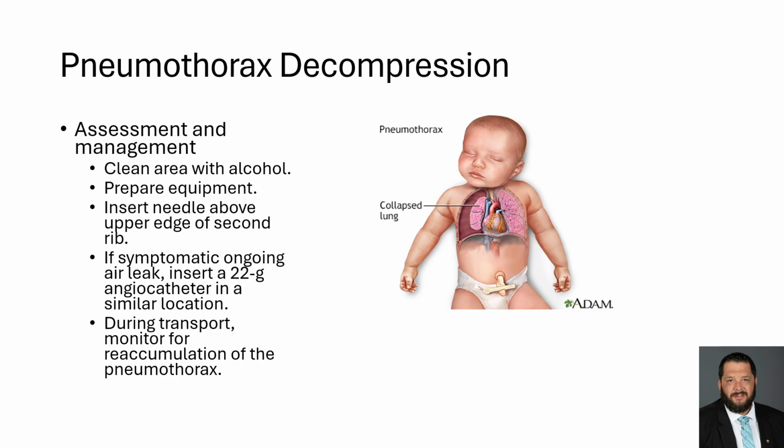So make sure we clean the area with alcohol. Prepare your equipment, the appropriate sized equipment for the neonate. We're not going to be using large adult-sized catheters here for decompression. We'll insert the needle above the upper edge of the second rib. And if symptomatic, ongoing air leak can occur, you may need to insert a 22 gauge angiocath just to the alternate side of that, so you may have to rotate sides.